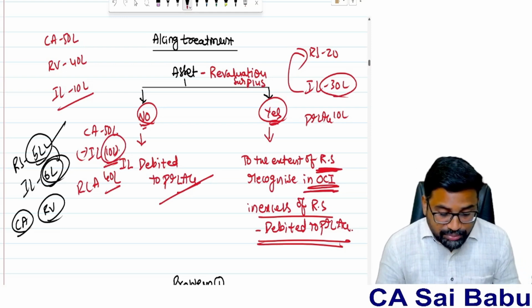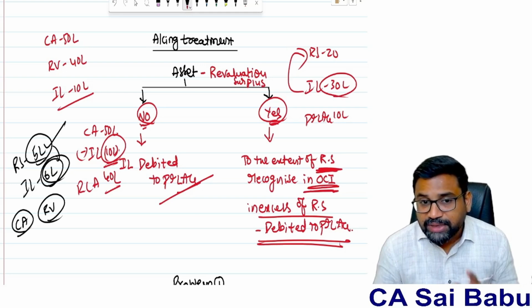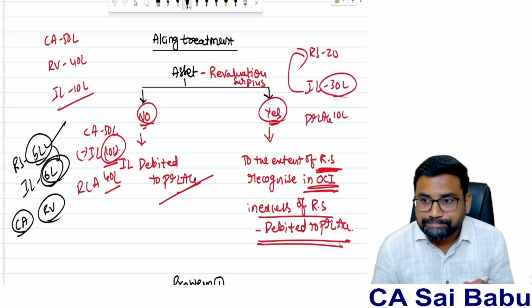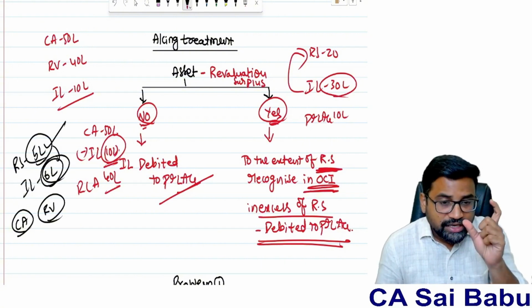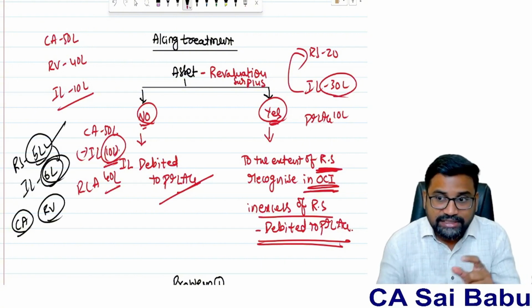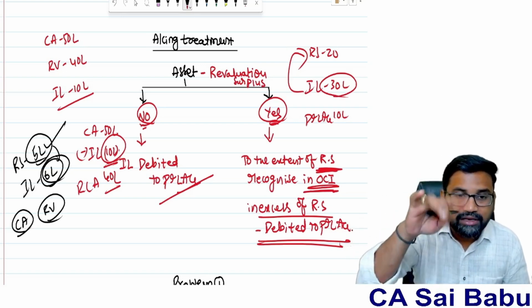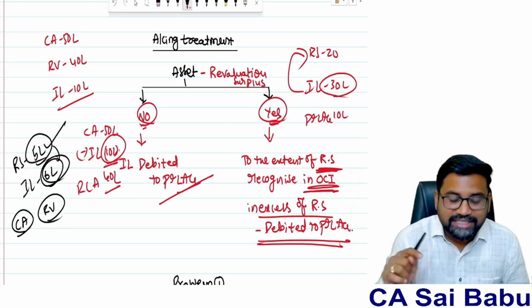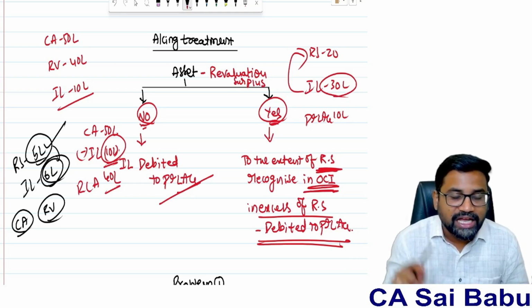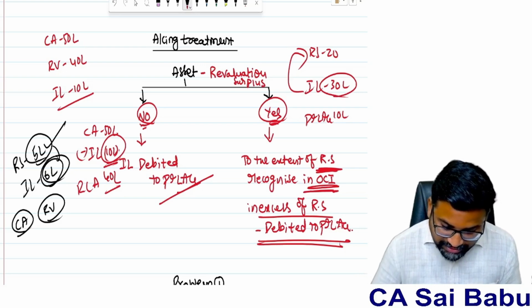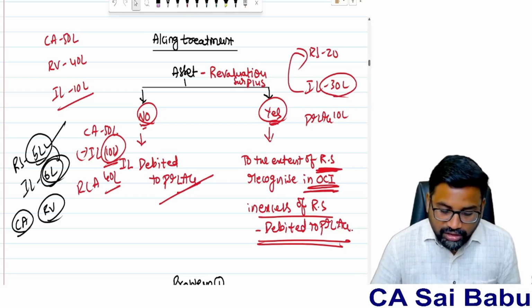And suppose the asset in respect of which we are booking impairment loss has a revaluation surplus, what is the entry? Simple. Impairment loss account debit to asset. Then this impairment loss will be adjusted against the revaluation surplus and P&L. So revaluation surplus account debit, in our example 20 lakhs, P&L account debit 10 lakhs, total impairment loss 30 lakhs. So this is the treatment of impairment loss.